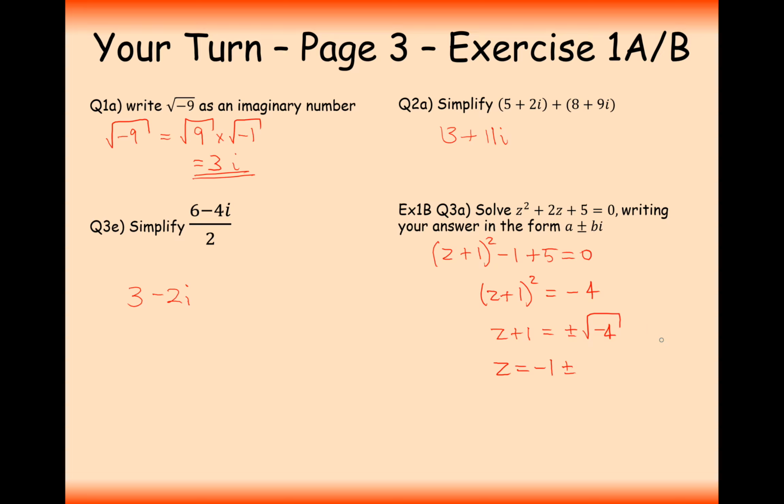Now let's sort this out. The square root of minus 4 is going to be the square root of 4 times the square root of minus 1. And here that's going to give us 2i. So our answer here is minus 1 plus or minus 2i.